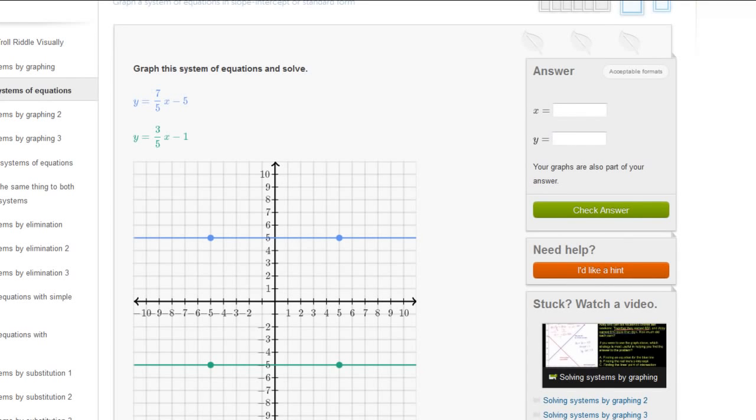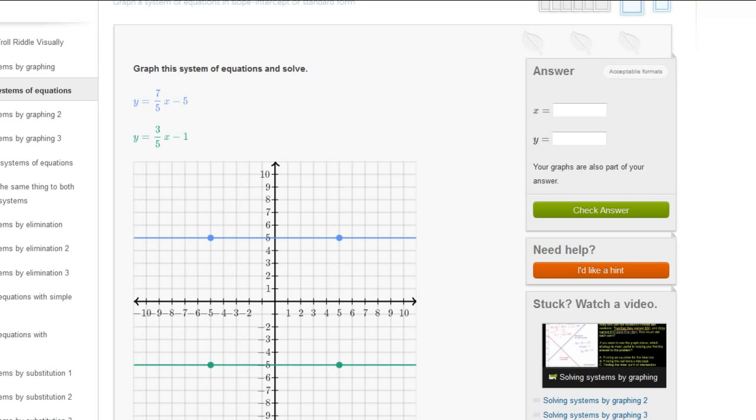Just in case we encounter any more trolls who want us to figure out what types of money they have in their pockets, we have devised an exercise for you to practice with. And this is to solve systems of equations visually. So they say right over here, graph this system of equations and solve. And they give us two equations.